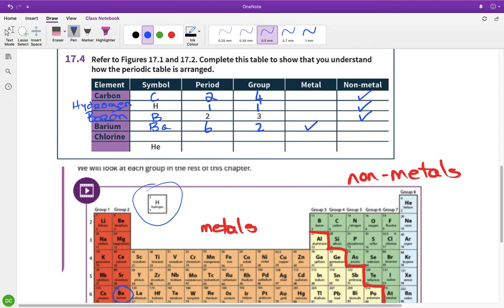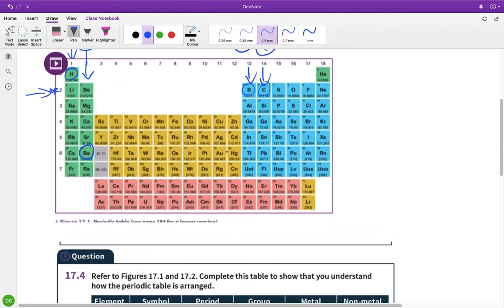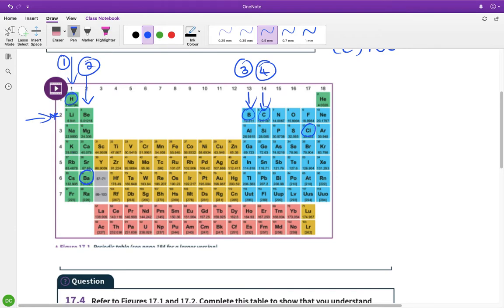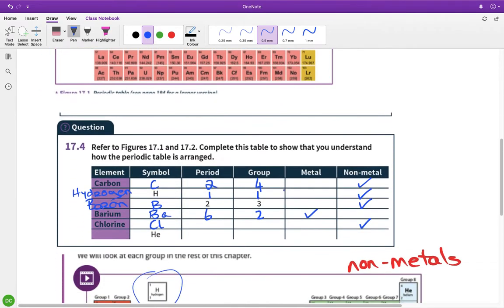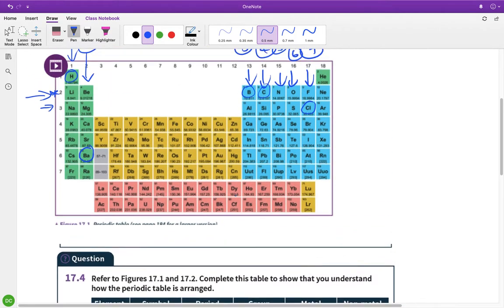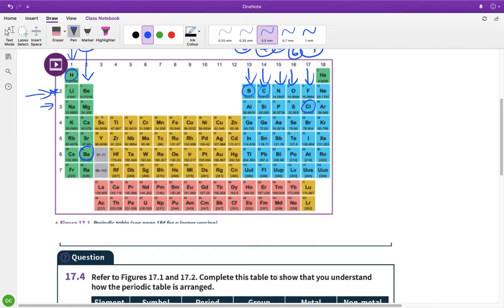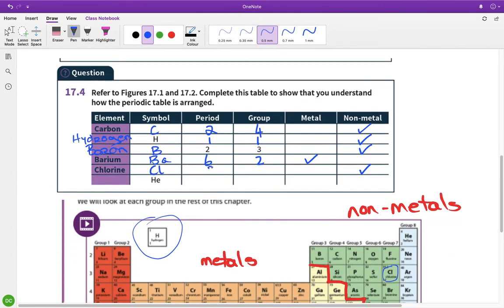Chlorine. So chlorine is over here. So I'll do that bit first. Take the non-metals. Symbol is Cl. And if I go back up here, chlorine, so period is 3. Finish my groups. This is 5, this is 6. So chlorine is in group 7, the halogens. So what should I say? Period 3, group 6, and we've already ticked non-metal.